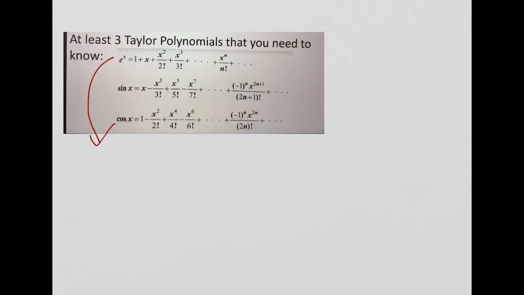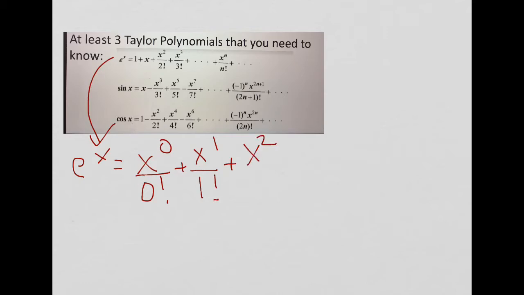E to the x. There are no other letters other than E. Sine has S-I-N, cosine has C-O-S. So no other letters. Let's talk about x to the 0 power over 0 factorial. Okay, and then we just increase. So we work from 0 to 1 to 2 and so on.